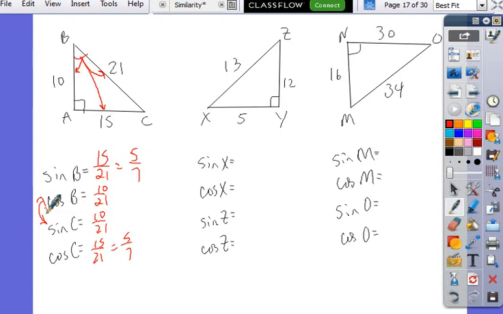What if I wanted to do tangent down here? Tangent of B. No, 15 over 10. And then what about tangent of C? 10 over 15. Just 10 over 15, you flip it. So for tangent, they're going to be the same numbers, you just flip it. We've got to be able to do that. There's a bunch of questions about sine, cosine, and tangent.